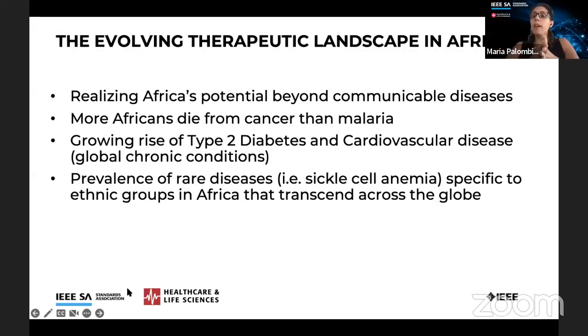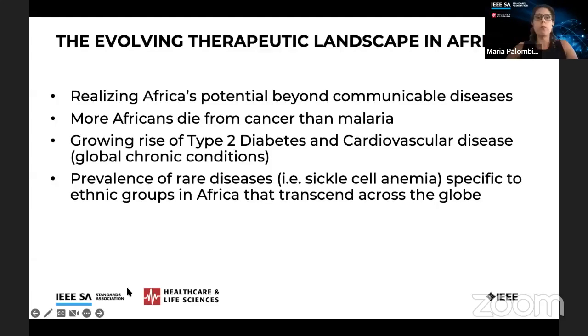So we know, and it's been a rising cause, that more Africans die from cancer than malaria. So this is very obviously, we can almost call cancer a pandemic because it's so omnipresent in every part of our society. There's a growing rise of chronic conditions of type 2 diabetes and cardiovascular diseases. And then there's the prevalence of rare diseases, right? So we know that there are certain inherent rare diseases in this ethnic population in Africa that also transcend other areas of the world.